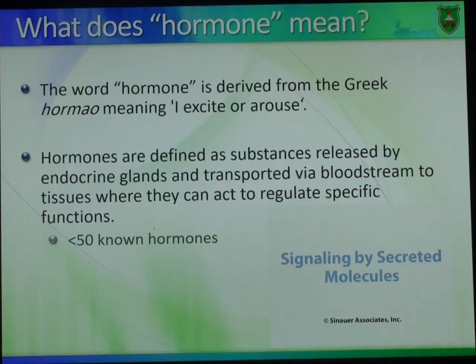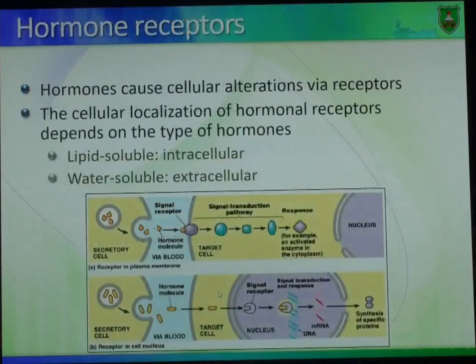There are about 50 known hormones that exist in our body, and we are discovering and identifying more of these hormones with the Human Genome Project and further discovery initiatives. This is a video that talks about the endocrine system and hormone molecules, so you can watch it at your home. So let's go on.